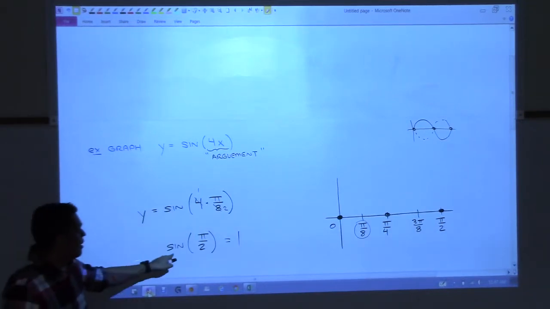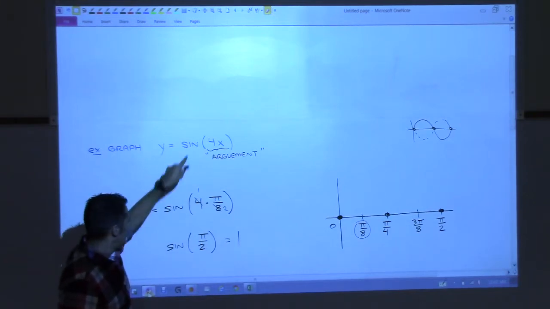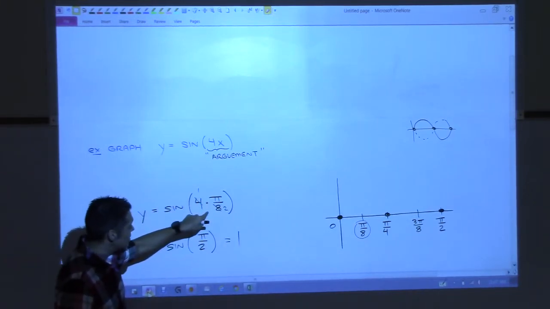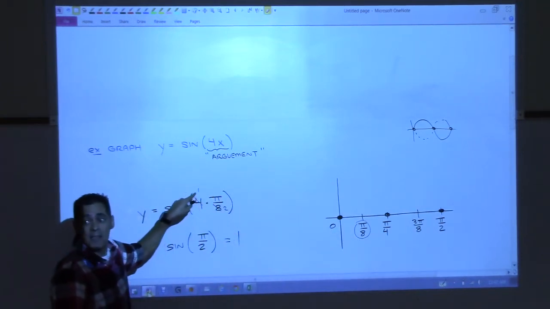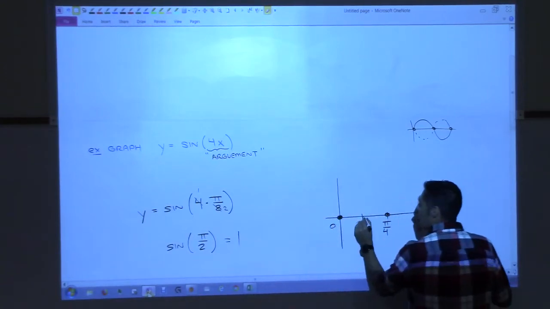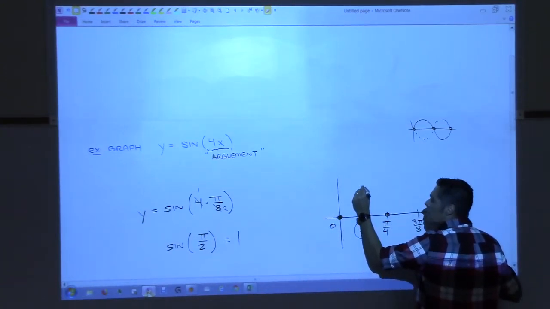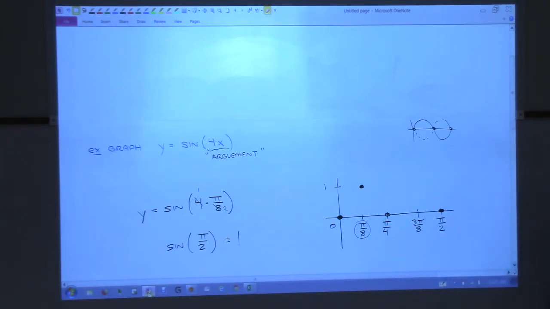So I know that when I plug in pi over 2 into this function, sorry, not pi over 2. When I plug in what into this function? Pi over 8 into this function, it spits out 1. So when I'm here at pi over 8, I go up 1 and I draw a dot, and that's 1 unit high. Okay?